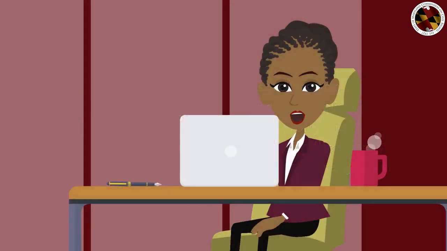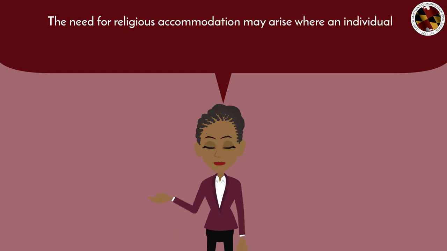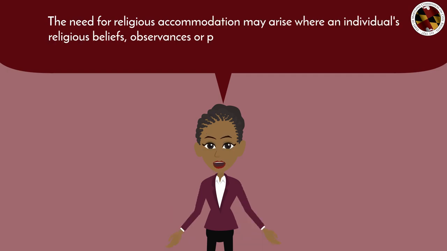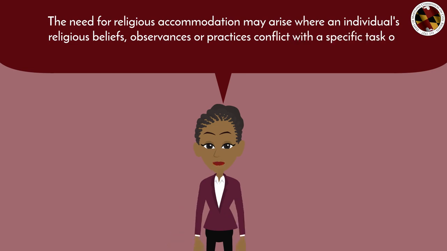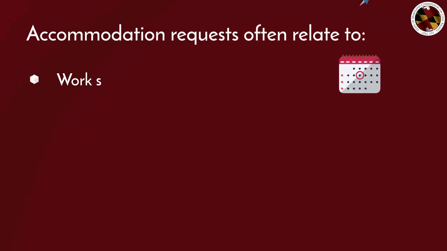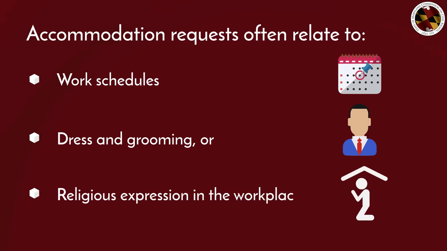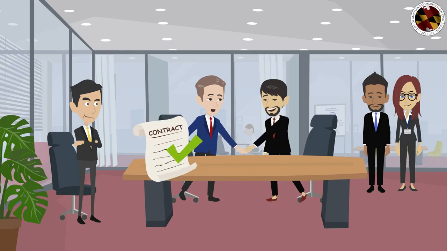A religious accommodation is any adjustment to the work environment that will allow an employee or applicant to practice his or her religion. The need for religious accommodation may arise where an individual's religious beliefs, observances, or practices conflict with a specific task or requirement of the position or an application process. Accommodation requests often relate to work schedules, dress and grooming, or religious expression in the workplace. If it would not impose an undue hardship, the employer must grant the accommodation.